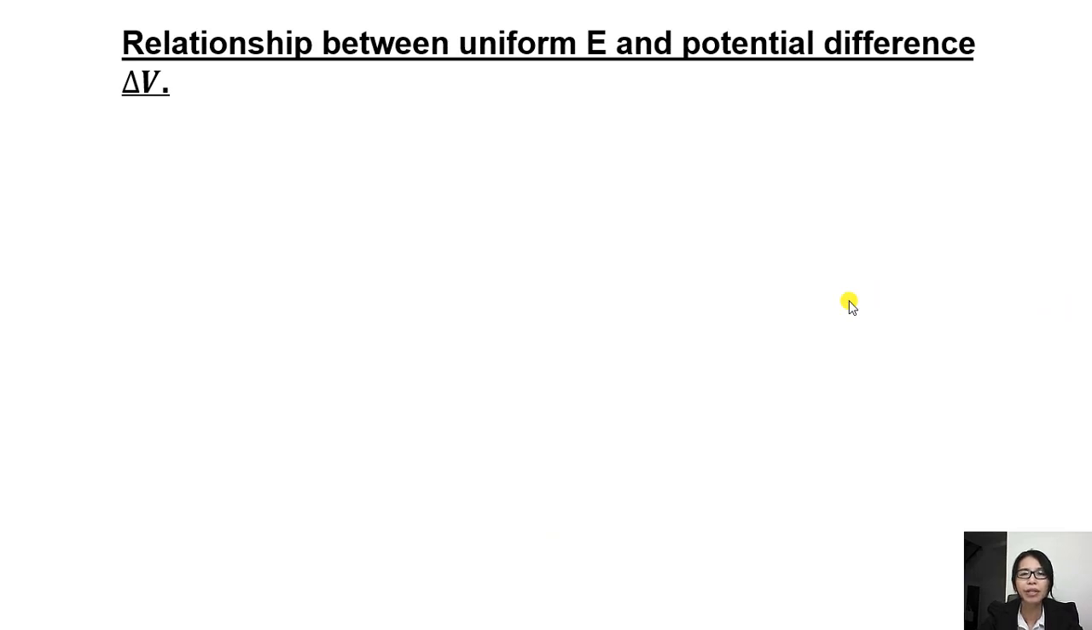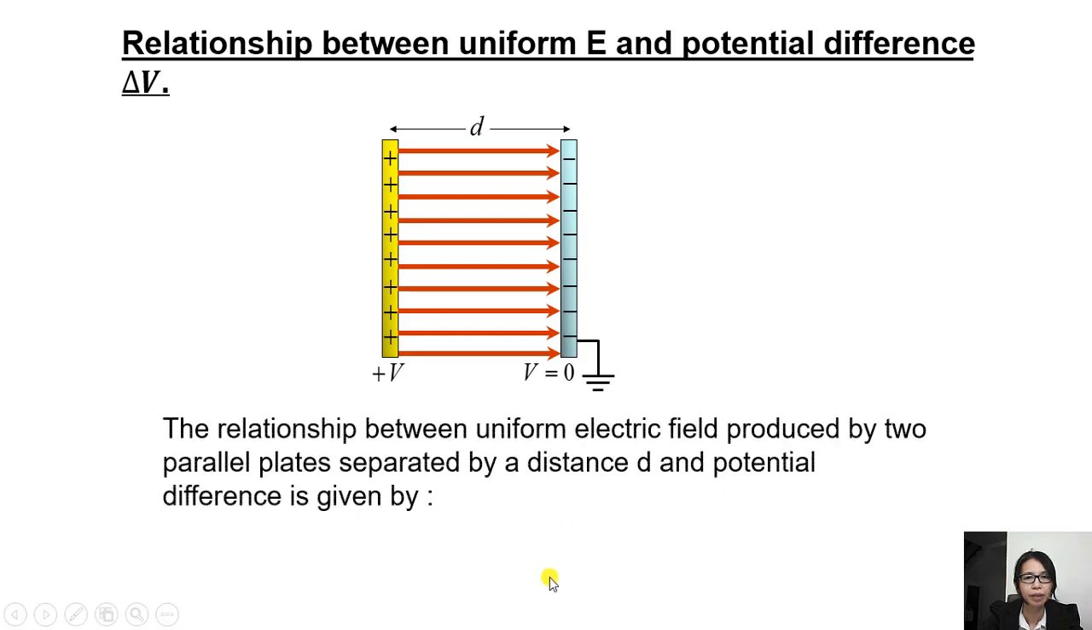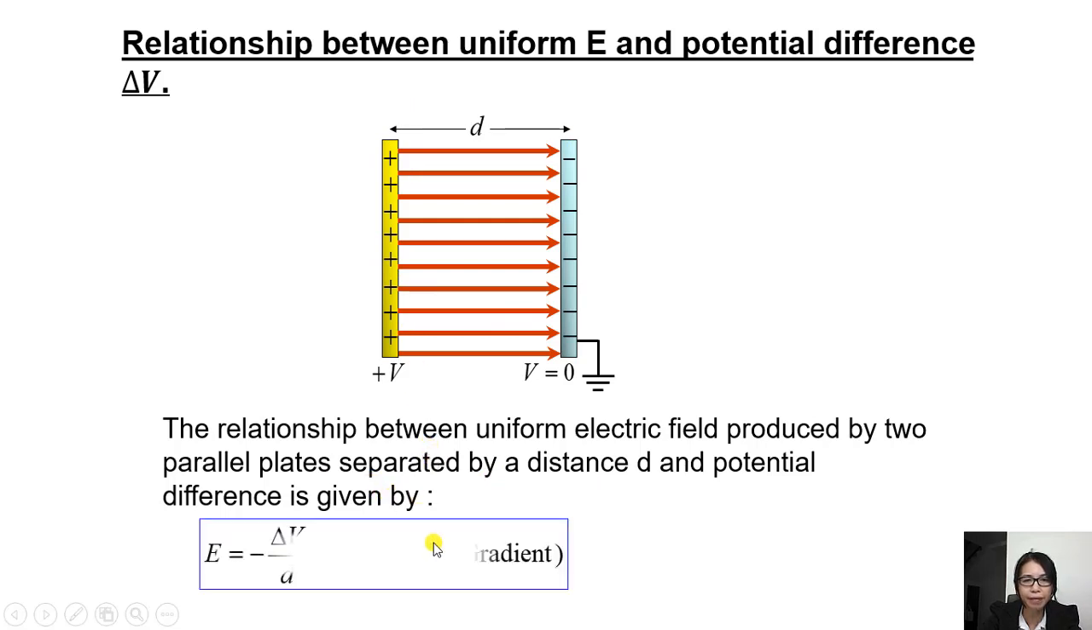So what is the relationship between the uniform electric field E and the potential difference delta V? The relationship between the uniform electric field produced by two parallel plates separated by a distance d and the potential difference is given by E equal to negative delta V over d. Delta V represents the potential difference, d represents the separation between the plates. Sometimes delta V over d is also called the potential gradient.